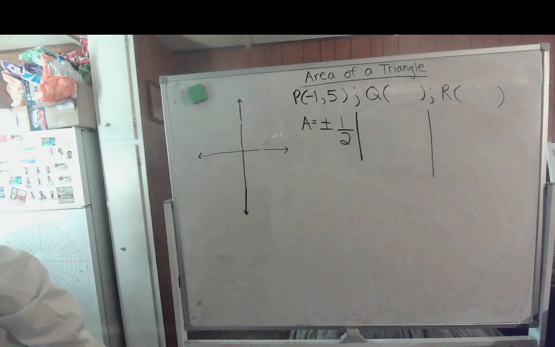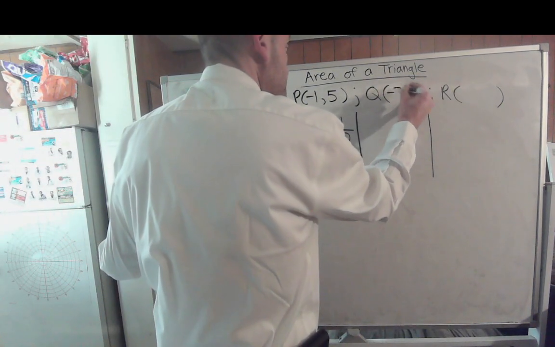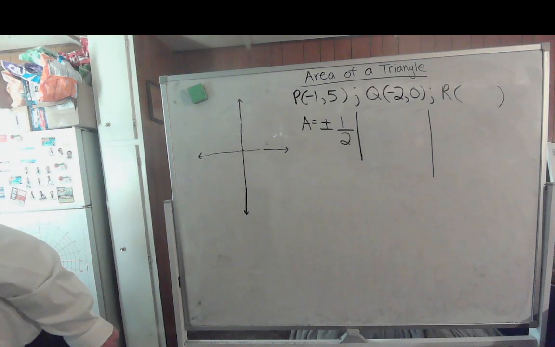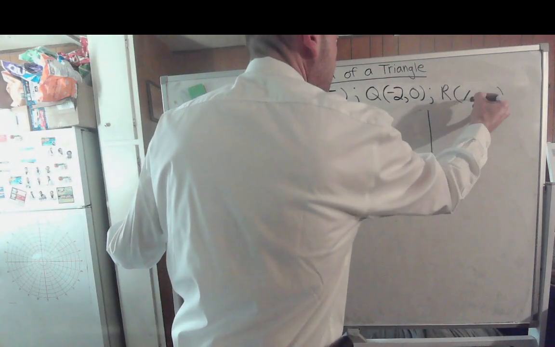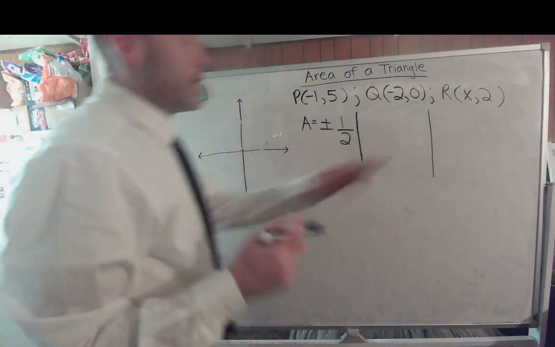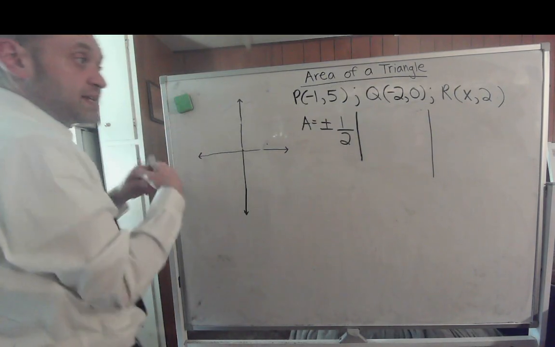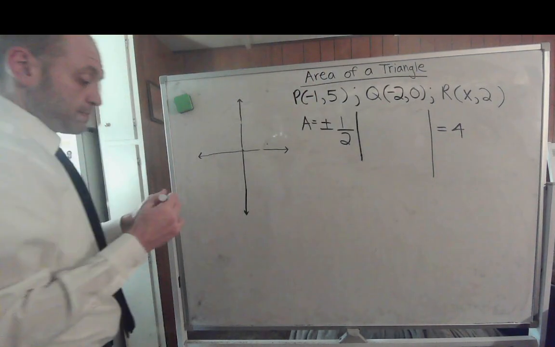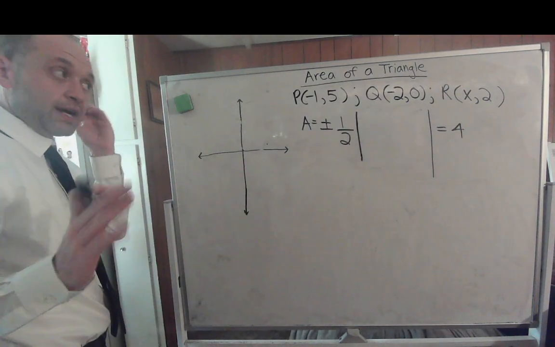Point Q has the point negative 2, 0. And then point R has the point x, 2. We don't know the x-coordinate of point R. That's what we need to seek to find. They tell us in this case that the area of the triangle is 4 square units. So we do have an area of 4 square units.